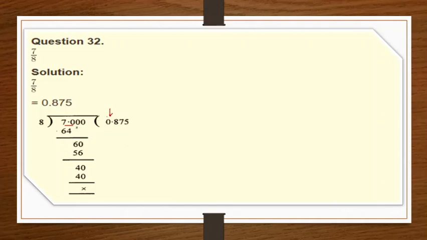Again we insert the 0. How many times will it be divided? 8 7s are 56, and then the remaining is 4. Again we insert the 0 and then 8 5s are 40. It means we have found the answer, 0.875. So that's all for today. I hope you all understood.